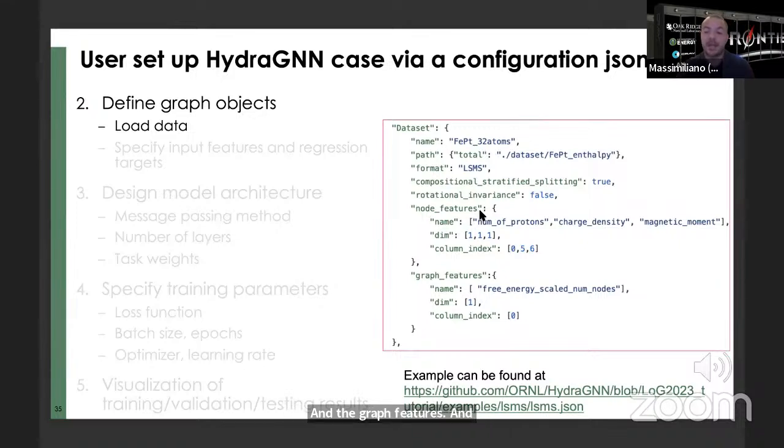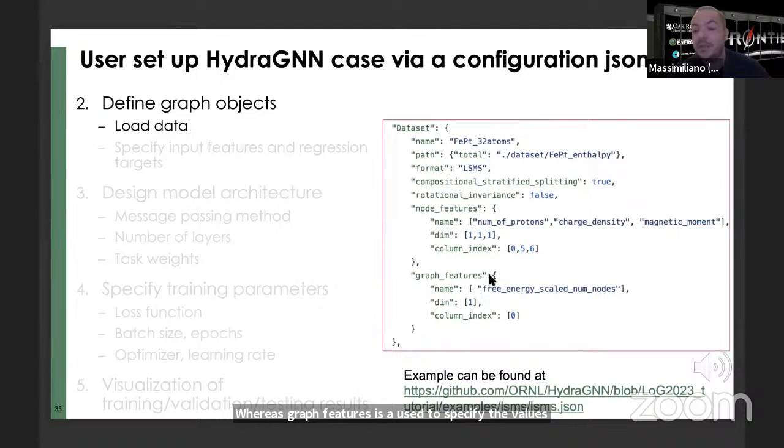Node features describes the variables that are available in the attribute data.x. So data.x is the attribute of the PyTorch geometric data objects that stores node level features. And here, through the parameter dim and column index, we specify which features we are interested in, what is the column index within data.x where these features can be found, and what is the dimensionality of each one of these features. Whereas graph features is used to specify the values available in the attribute data.y.